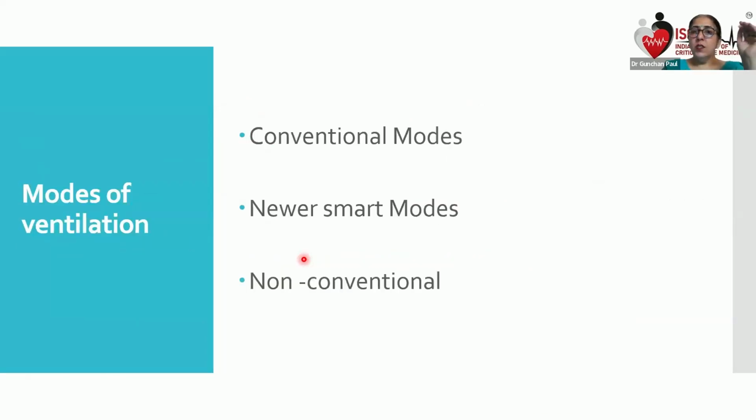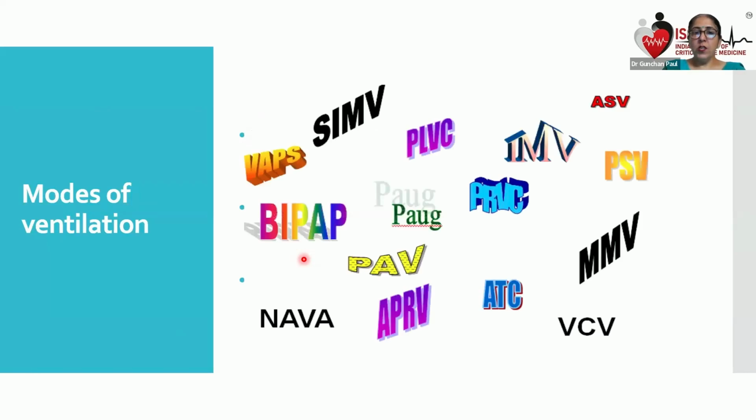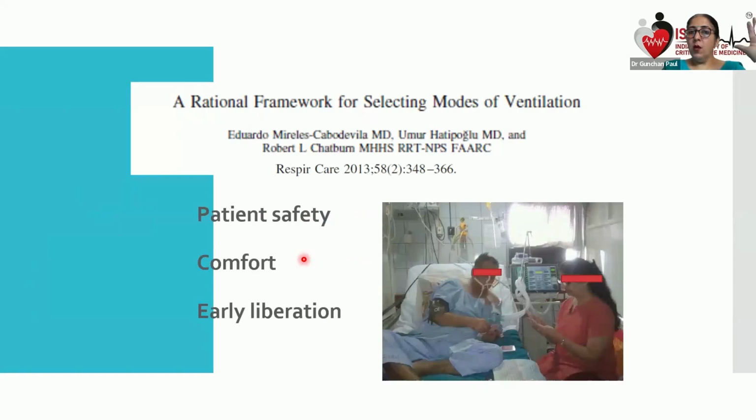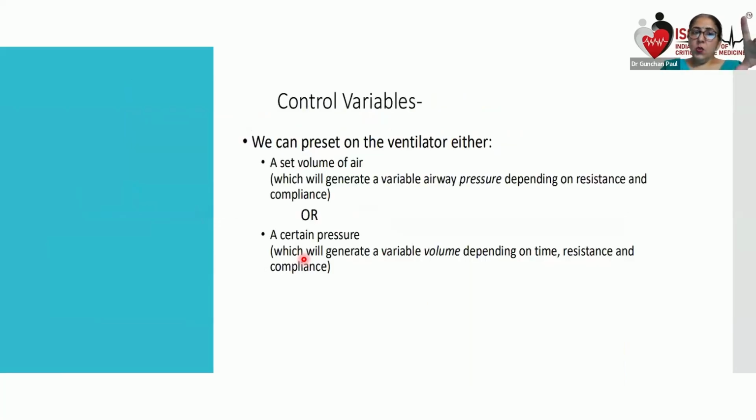So modes of ventilation, there are a variety of modes, which are conventional modes, newer modes, smart modes. As when you go in the market, you want to buy something, you have a variety. So many modes are available in the market, but you should use the mode which you understand, because no mode is better for the patient. Where you can monitor the patient best is the best mode, because what we want is patient safety, patient comfort, and early liberation from the ventilator. So two things which describe the ventilatory mode are the control variables and the level of support.